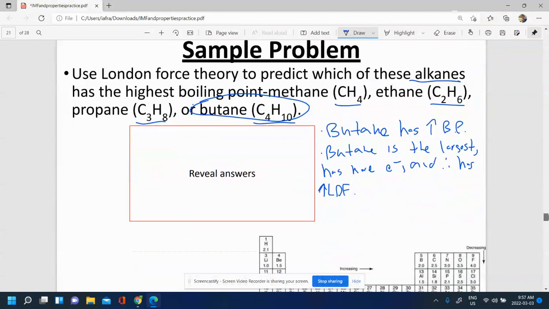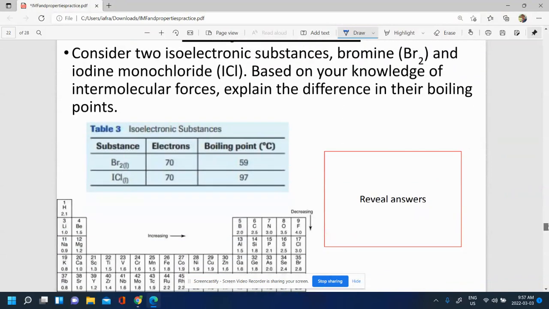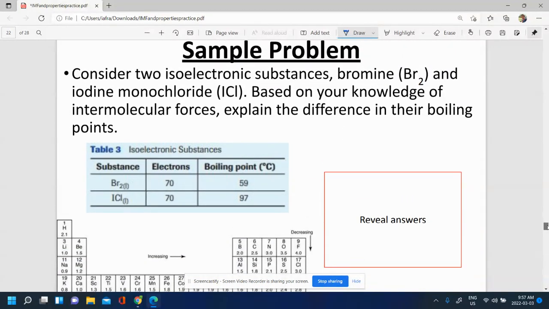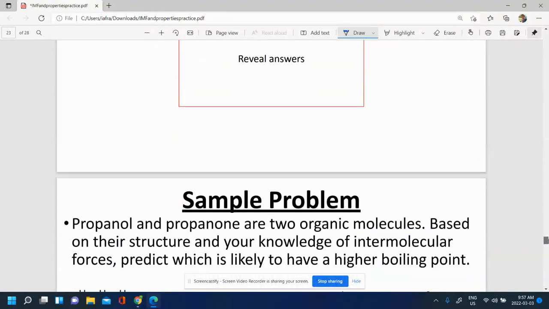So provide your prediction, provide your reasoning. Largest, okay, well, what does largest mean? More LDF, great, that's why. Because it's larger, it has more LDF, which gives it a higher boiling point. Here we have another sample problem that you can try out, and I'm going to walk you through it. And you'll notice there's a variety of different ones, and the answers are revealed there as well.